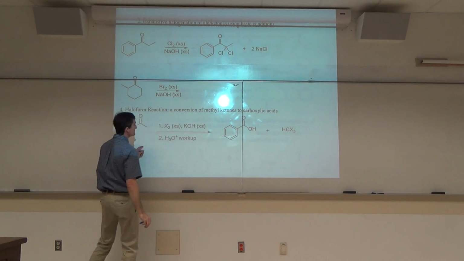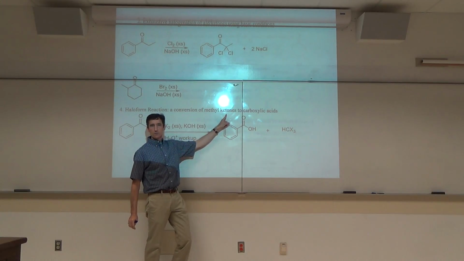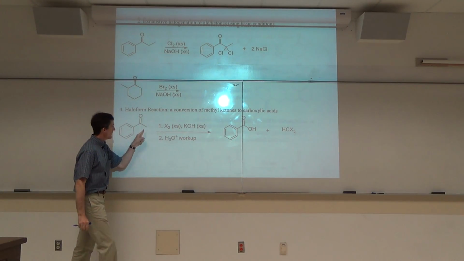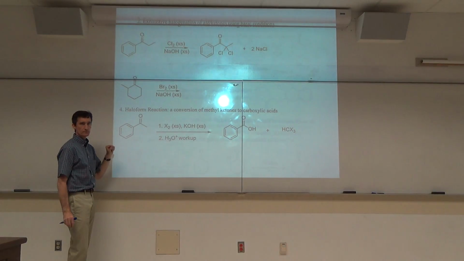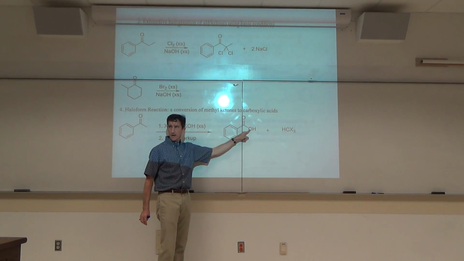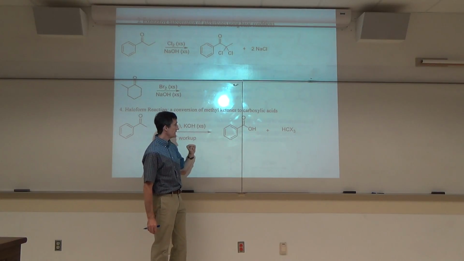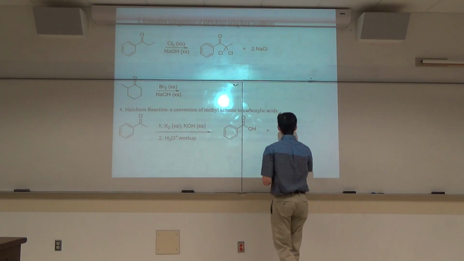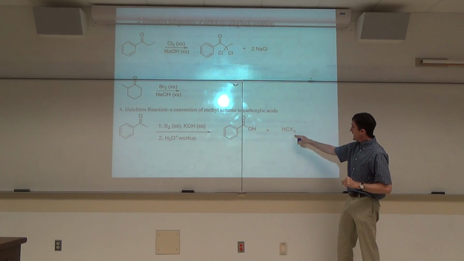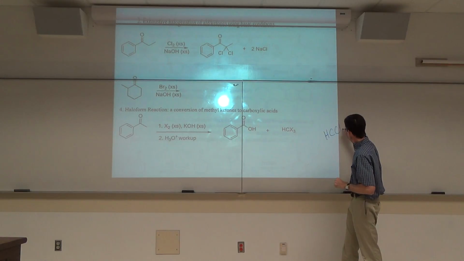What happens here? It's a conversion of methyl ketones to carboxylic acids. Methyl ketone. And essentially, the methyl is replaced with the OH, and we get carboxylic acid. Importantly, the byproduct is going to be HCX3. If you use chlorine, this would be HCCl3.